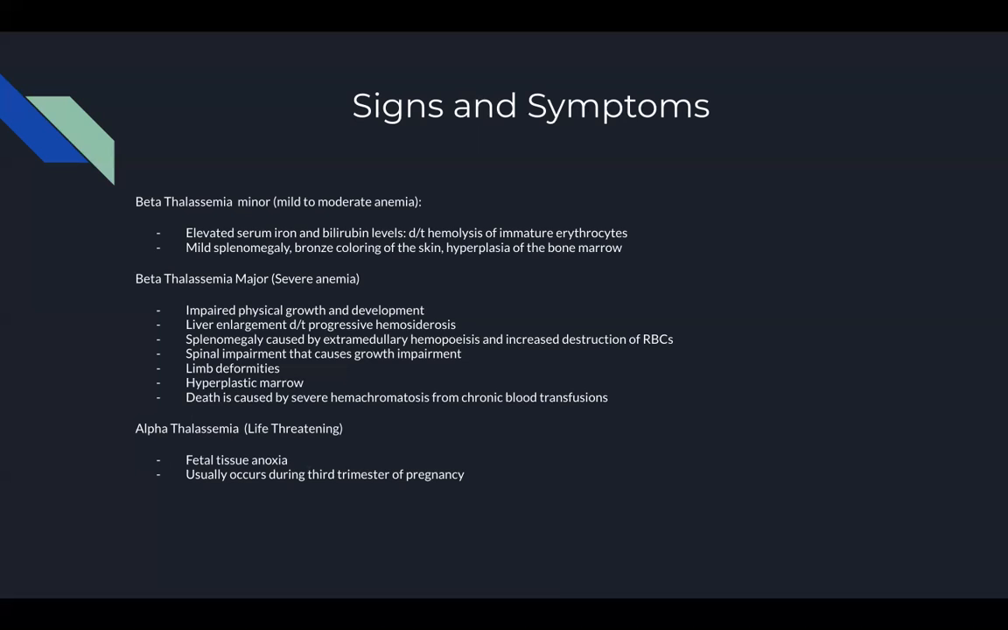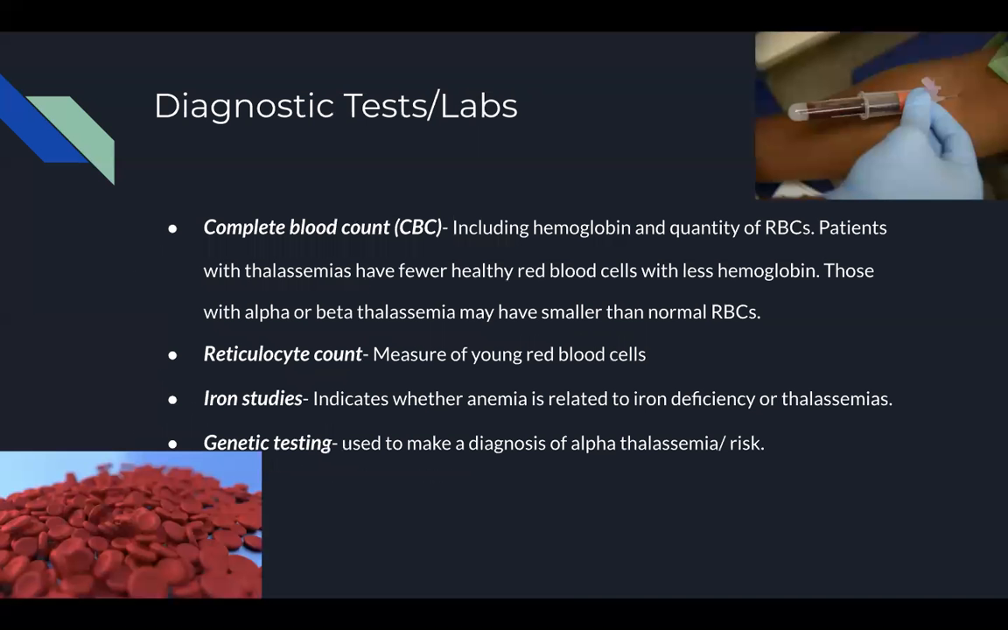And again, when looking at alpha thalassemia, which is life-threatening and usually occurs in the third trimester of pregnancy, you do have fetal tissue anoxia, which leads to fetal demise. So again, the major difference between beta thalassemia major and beta thalassemia minor is just the severity of it. And looking back at alpha thalassemia, it is truly life-threatening in utero for the fetus. Going to the next slide.